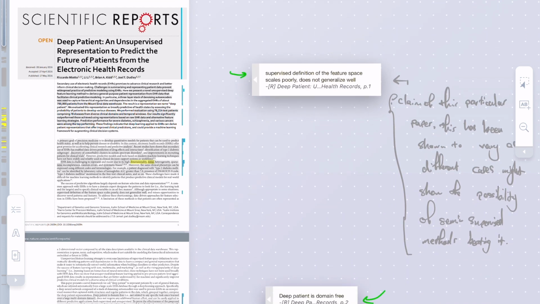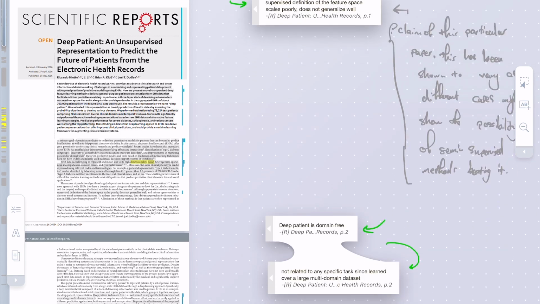Supervised definition of the feature space scales poorly. That's one of the things they say, so this is a claim of this paper. In other domains, specifically NLP, it's not shown to be a very clear and robust conjecture, because there have been cases in which a simple supervised learning task has outperformed an unsupervised learning task. So it depends on what type of supervision one is talking about.